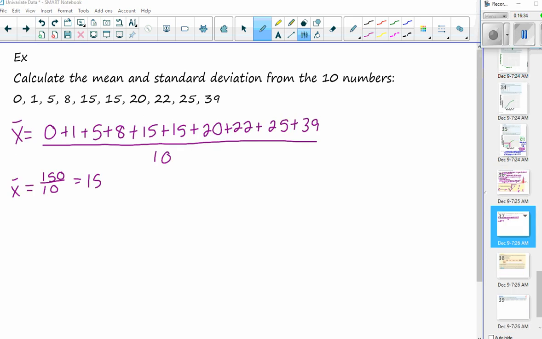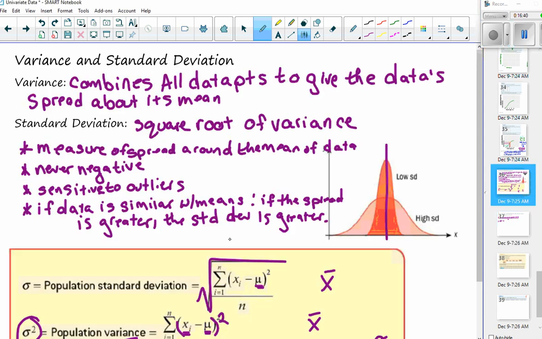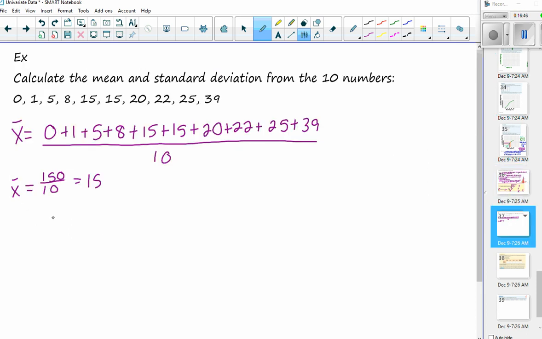Okay, so double check your mean. Now what I have to do is take all my data points. That's what these x sub i's are. I'm going to take all those data points and subtract my mean. To organize this, my recommendation is to set up a table.